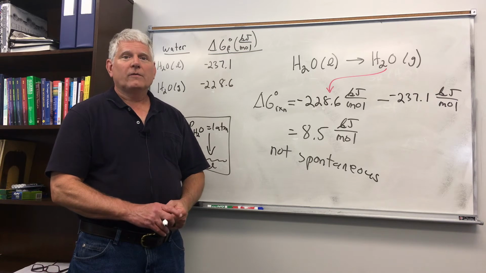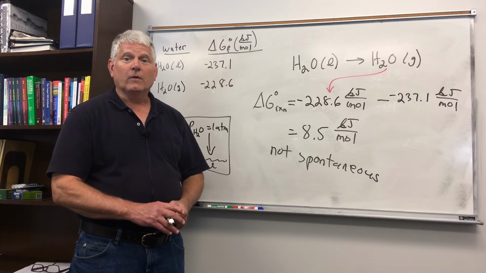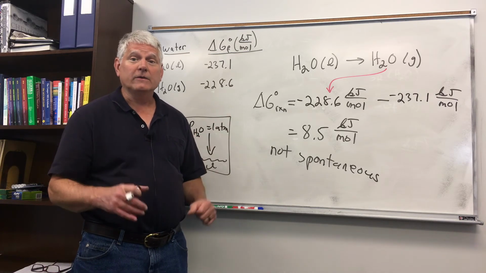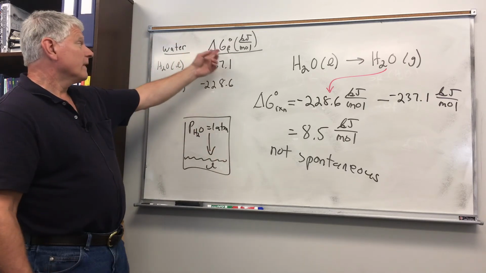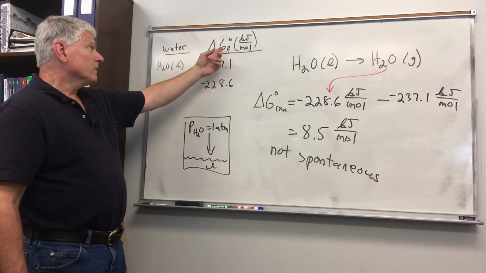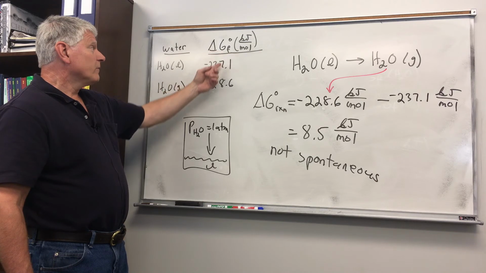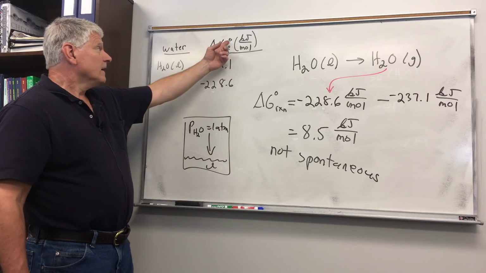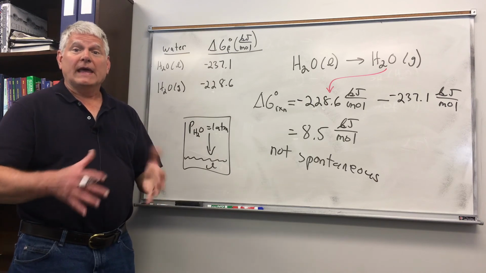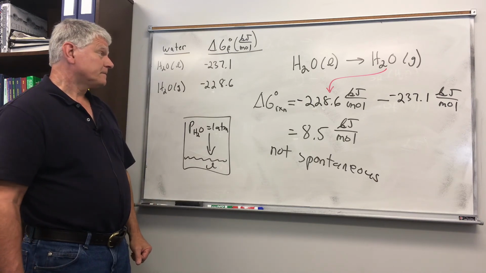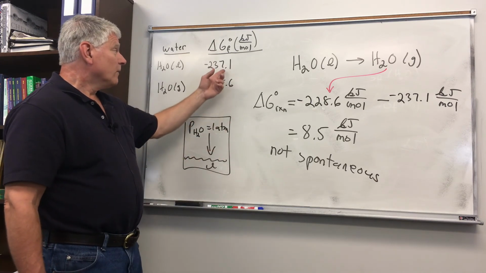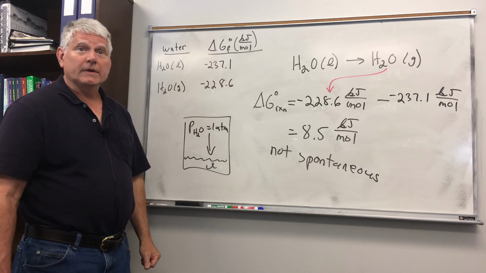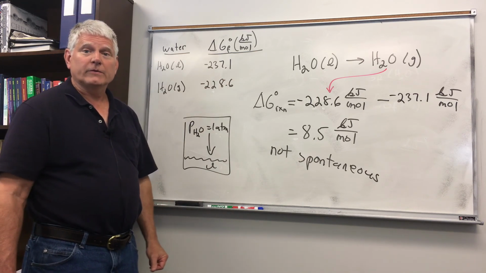So you have to be careful when getting values out of the table, knowing what they pertain to and under what conditions they were measured. This is delta G formation at 1 atmosphere pressure. So if it's a gas, 1 atmosphere pressure of that gas. If it's a liquid, 1 atmosphere pressure over the liquid. If it's a solid, 1 atmosphere pressure over the solid.